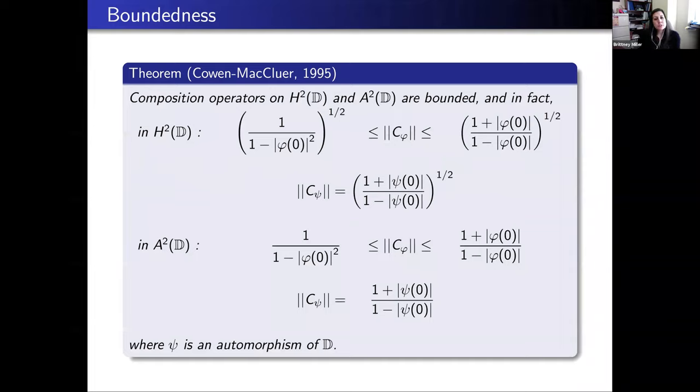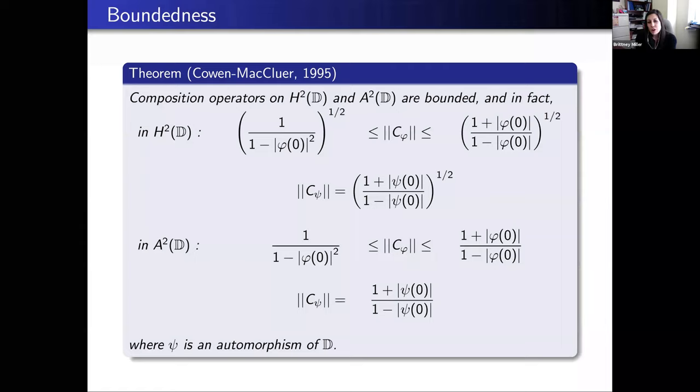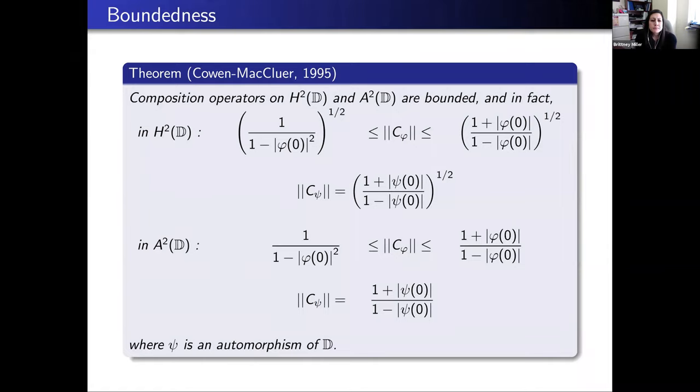So one of the first questions perhaps that we ask about operators is whether or not they're bounded. And so Cowen and MacCluer, and again, most of the results I take from this first part of the talk will be from their book, showed that, in fact, every composition operator on the Hardy space and the Bergman space is bounded, and they give bounds.